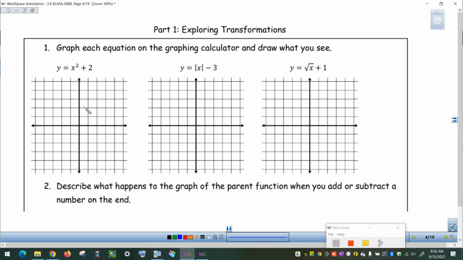All right, so on paper here, I am just going to sketch the change that I noticed when we graphed it using technology.